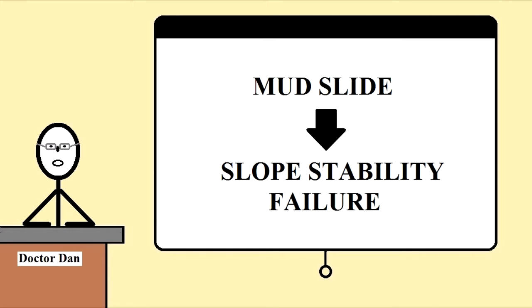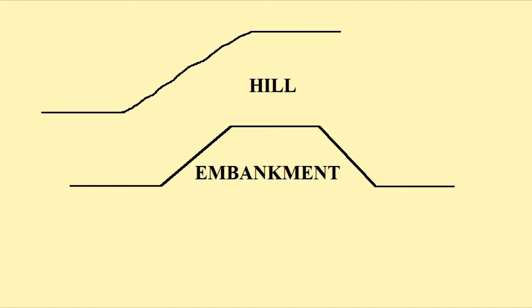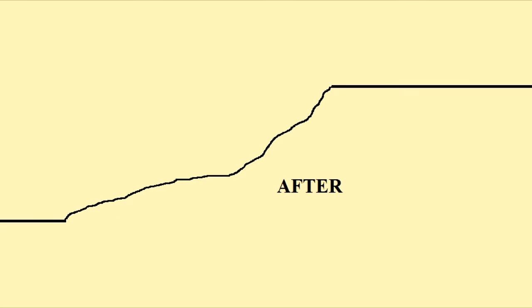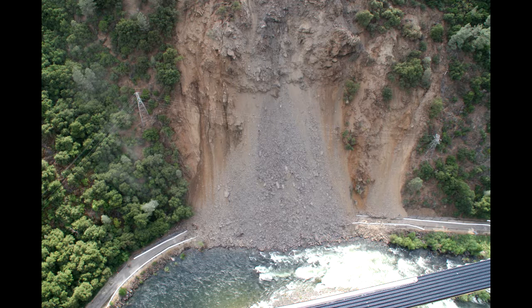Today's topic is, why does mud slide? In technical terms, a mudslide is a slope stability failure. This means that the side of a hill, embankment, or trench detaches from the main portion of the slope and moves downward towards the bottom of the slope. Sometimes the failing part of the slope moves very fast and causes a great deal of destruction.